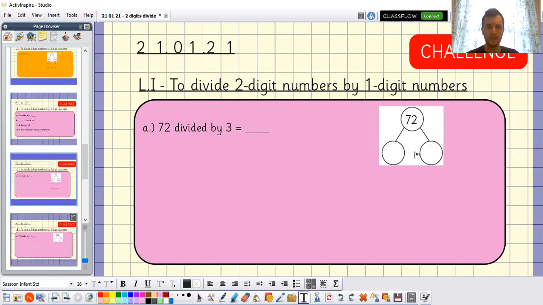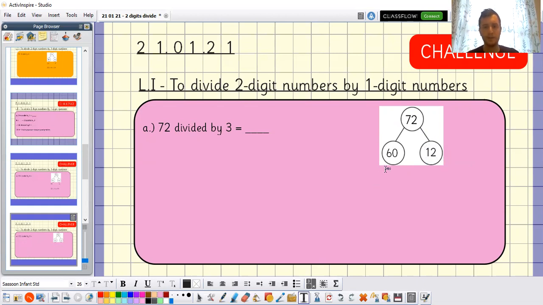Next one, 72 divided by 3. Again, I'm not going to put 70 in here because that one doesn't divide by 3. I'm going to go for 60 because I know that 6 divided by 3 is 2. So 60 divided by 3 must be 20. And if this part is 60, 60 plus 12 makes 72. So this part must be 12.